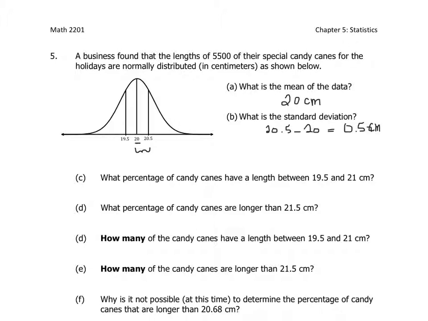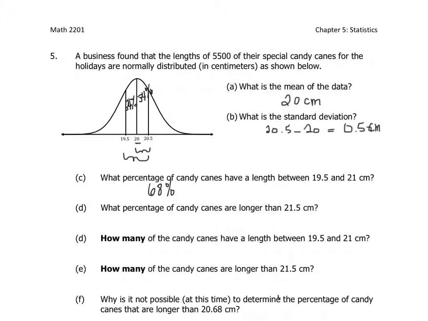What percentage of candy canes have a length between 19.5 and 21 centimeters? Well, that would be one standard deviation of the mean there, so that would be basically 34%. So it would be 34% here and 34% here. So it'd be 68%.